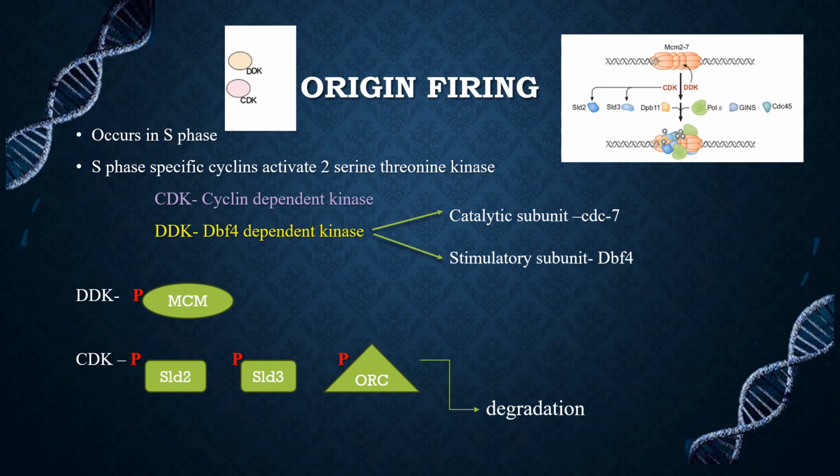The second stage in initiation is origin firing. It occurs in S phase of the cell cycle, and S phase specific cyclins activate two serine threonine kinases, CDK and DDK. CDK is cyclin dependent kinase and DDK is DBF4 dependent kinase. DDK has two subunits: the catalytic subunit CDC7 and the stimulatory subunit DBF4. DDK phosphorylates the MCM complex, whereas CDK phosphorylates SLD2, SLD3 and ORC. Phosphorylated ORC is targeted for degradation, so origin licensing will not be possible in S phase.